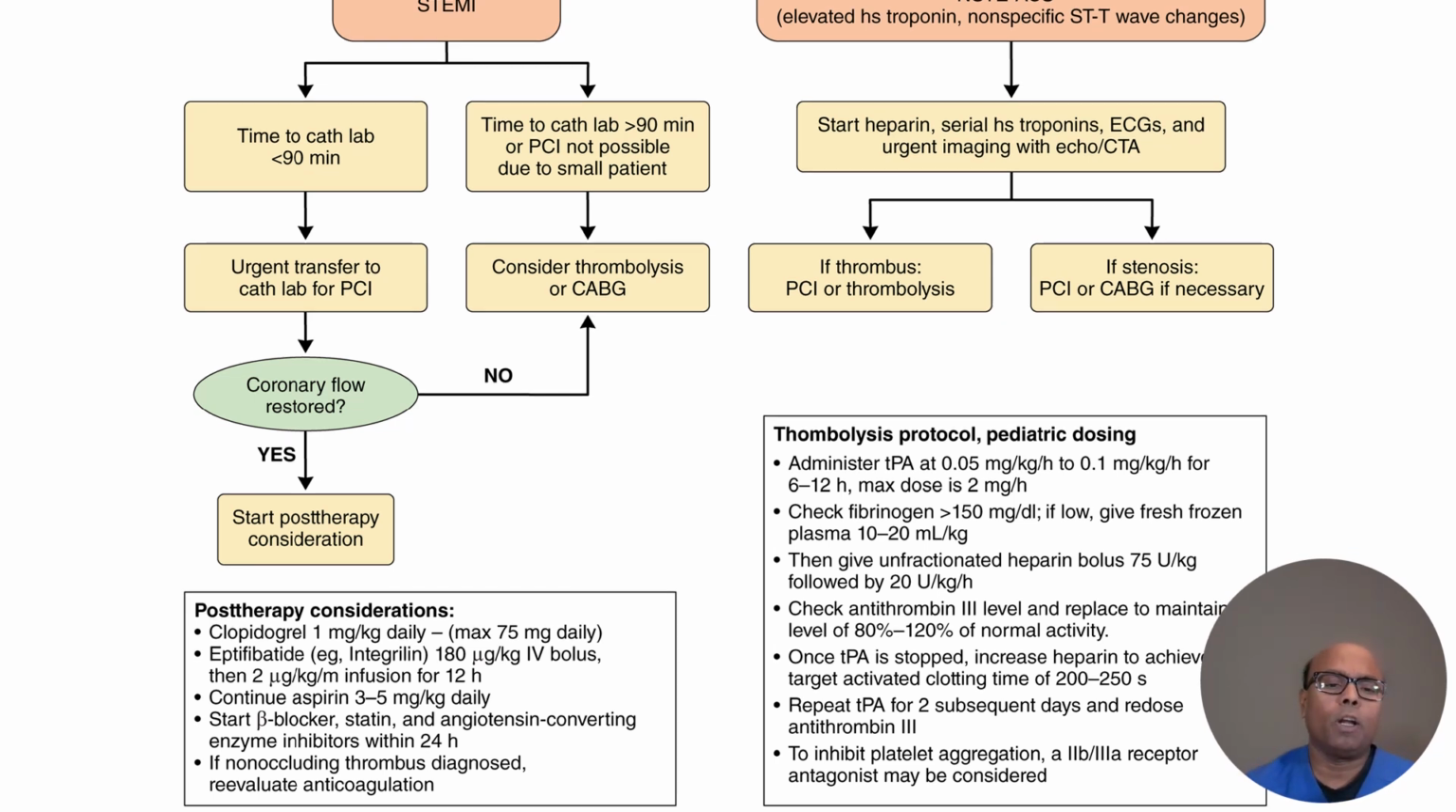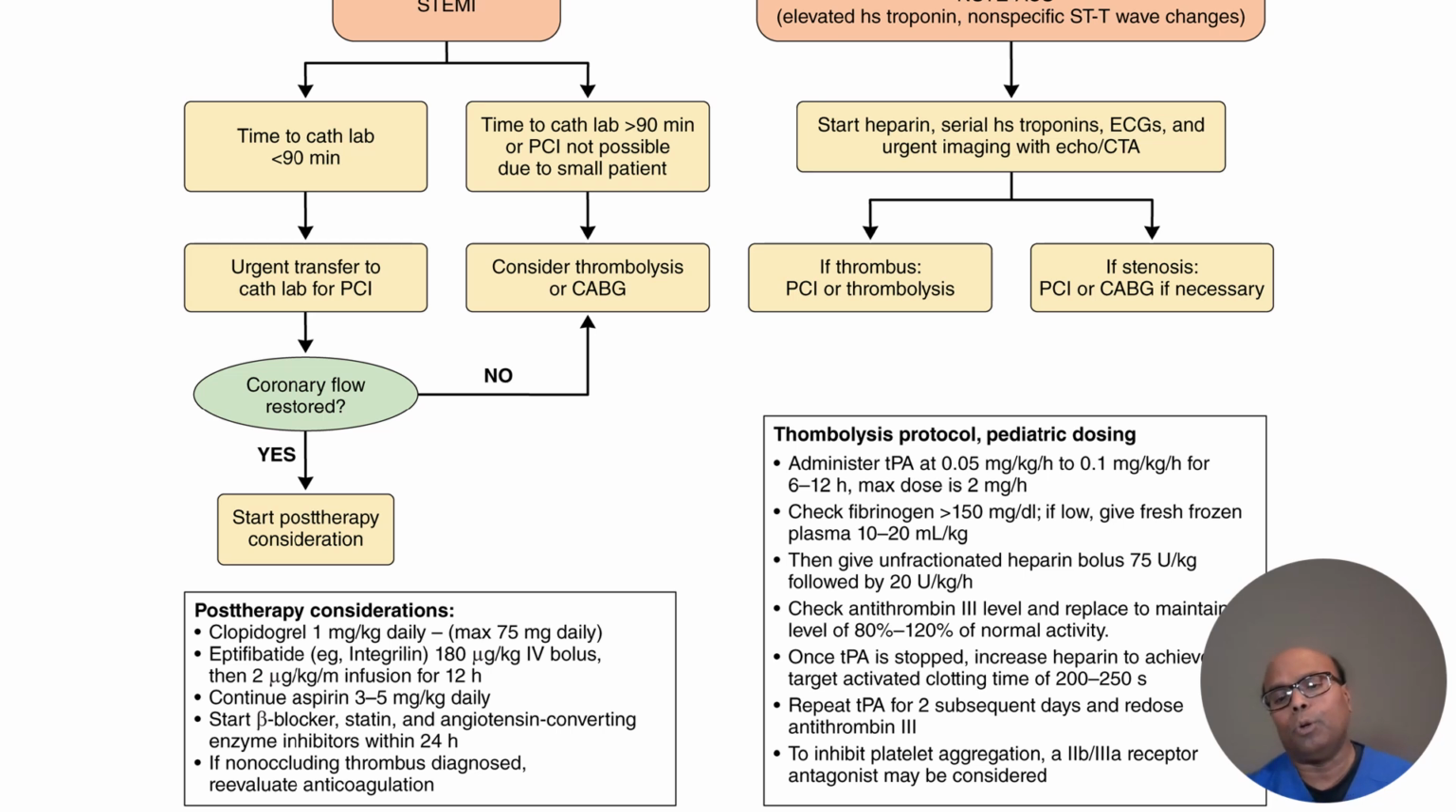Once the coronary flow is restored, the post-therapy considerations start along with the aspirin. Start Plavix, 1 milligram per kg daily, max of 75 milligram. And start Integrilin, 180 mics per kg IV bolus, followed by 2 mics per kg per minute over 12 hours. Continue aspirin, start beta blockers, statin, and ACE inhibitors within 24 hours. If non-occluding thrombosis is diagnosed, re-evaluate anticoagulation.